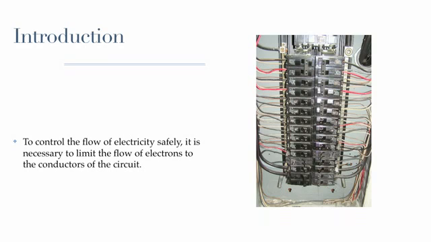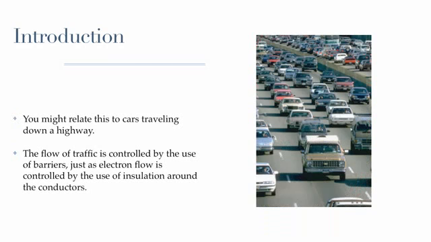To control the flow of electricity safely, it is necessary to limit the flow of electrons to the conductors of the circuit. You might relate this to cars traveling down a highway. The flow of traffic is controlled by the use of barriers, just as electron flow is controlled by the use of insulation around the conductors.